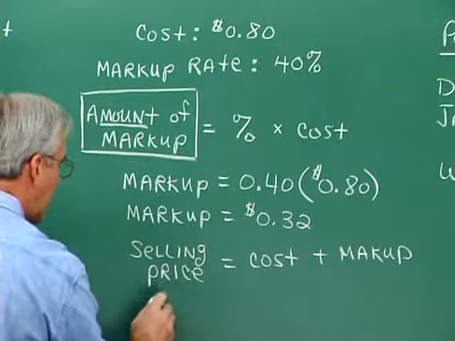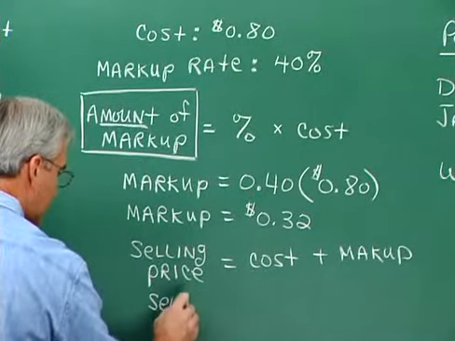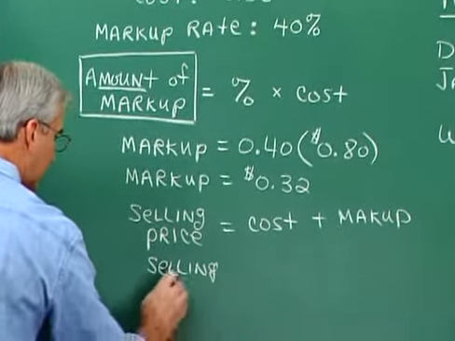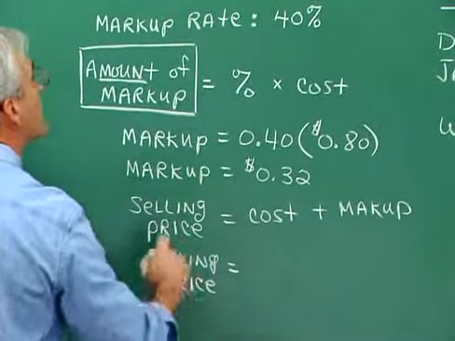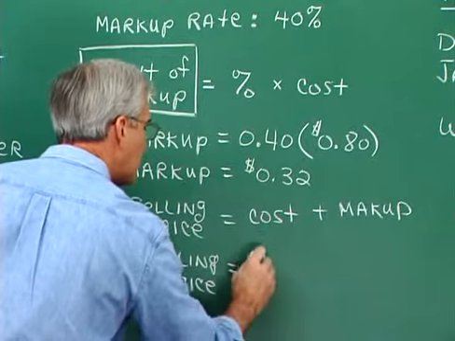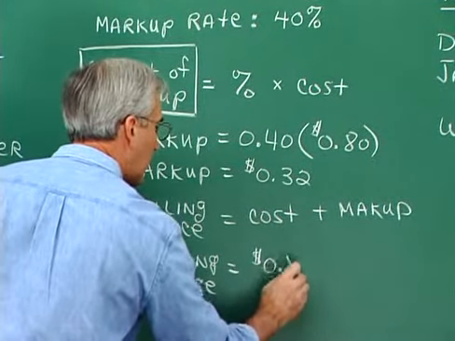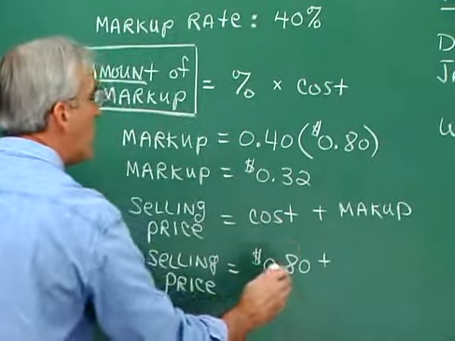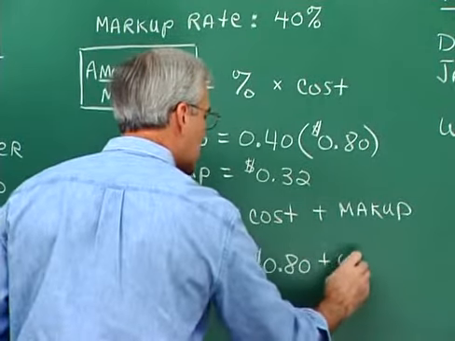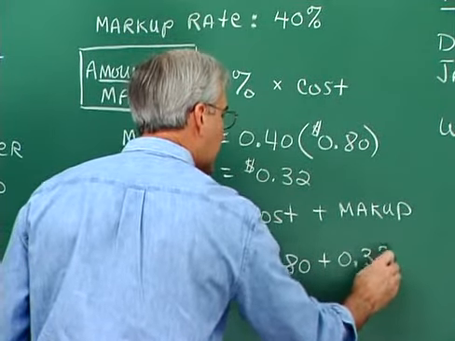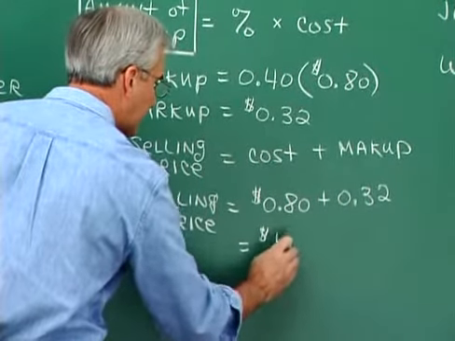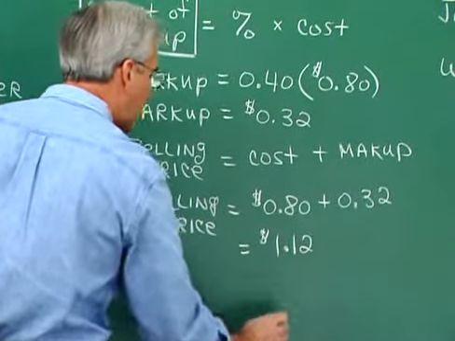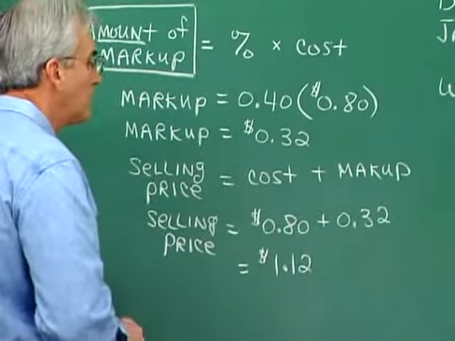So the selling price is, let's see, let's go back and look for the cost. Oh, it's 80 cents per can. And the markup we found here to be 32 cents. And adding, we find that that selling price then is $1.12. So the selling price of the can of soup is $1.12.